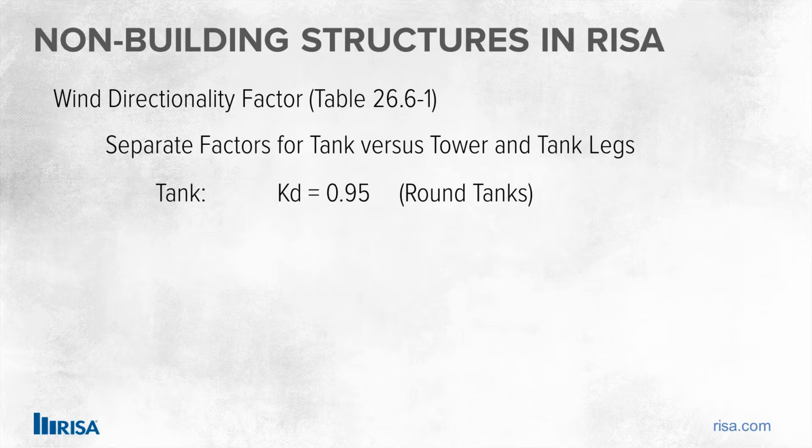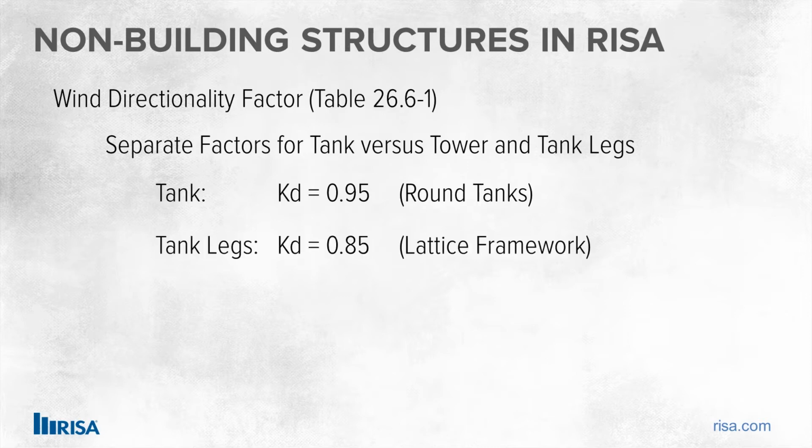In the tank, if we take a look in the code, we're going to find that our directionality factor is 0.95. That would be the factor that's applicable for round tanks, and in this case we're talking about smooth round tanks. For the tank legs, we have a directionality factor of 0.85 because those are what we would call lattice framework. And similarly, the tower as well, that is also going to be 0.85 because it's lattice framework.